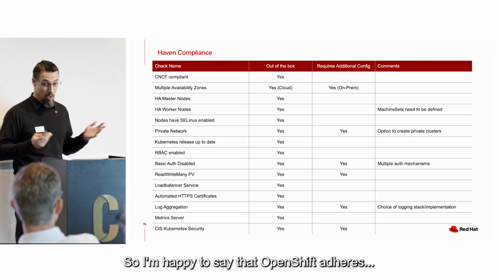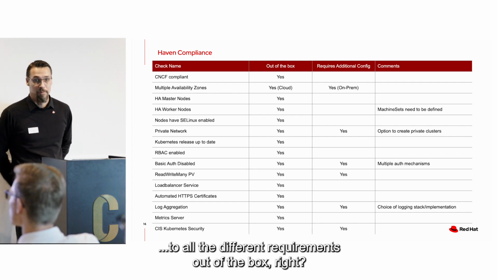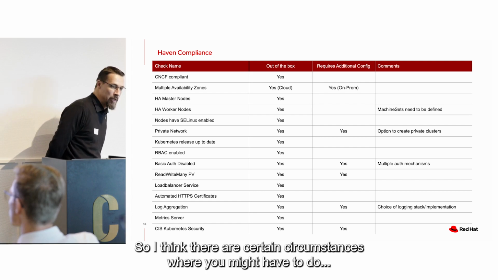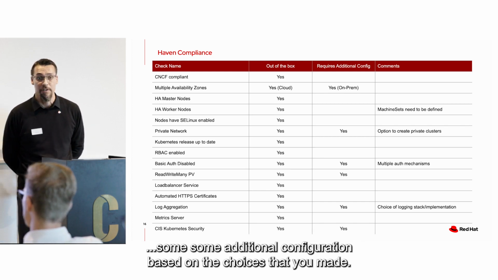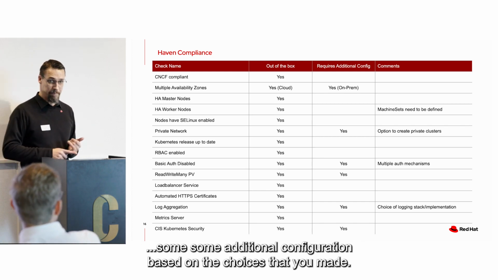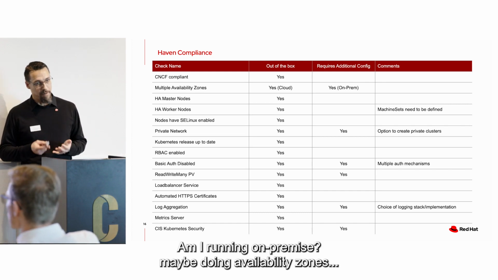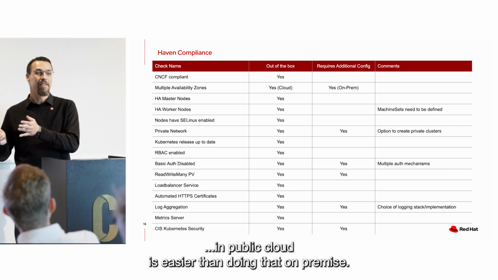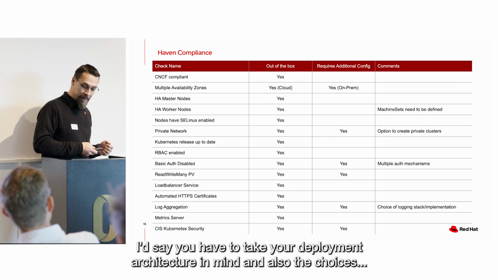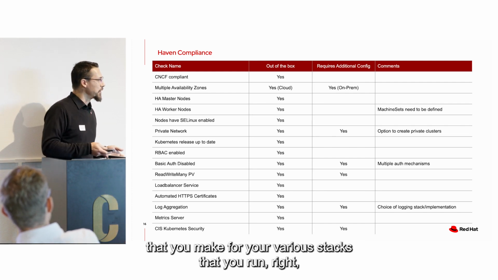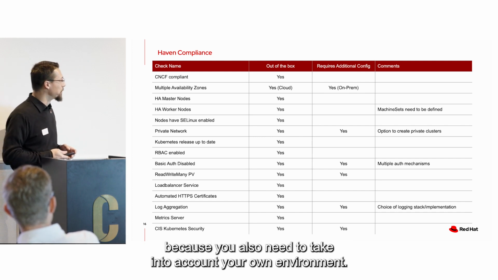So I'm happy to say that OpenShift adheres to all the different requirements out of the box, right? So I think there are certain circumstances where you might have to do some additional configuration based on the choices that you made, right? Am I running in public cloud? Am I running on premise? Maybe doing availability zones on public cloud is easier than doing that on premise, right? So you have to take your deployment architecture in mind and also the choices that you make for your various stacks that you are running, right? Because you also need to take into account your own environment.